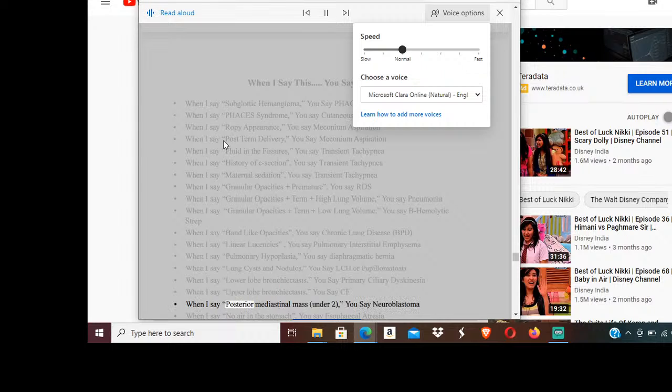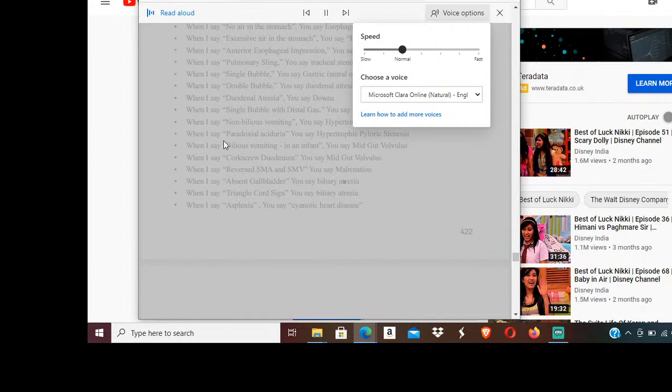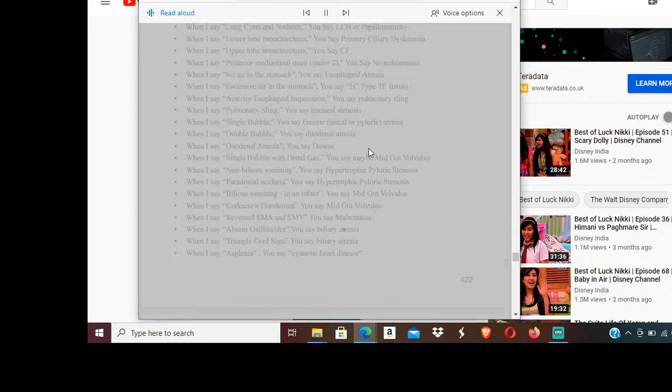When I say posterior mediastinal mass under 2, you say neuroblastoma. When I say no air in the stomach, you say esophageal atresia. When I say excessive air in the stomach, you say H-type TE fistula. When I say anterior esophageal impression, you say pulmonary sling. When I say pulmonary sling, you say tracheal stenosis. When I say single bubble, you say gastric, antral or pyloric atresia.